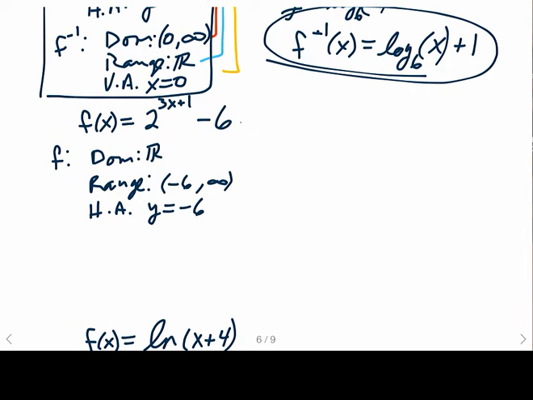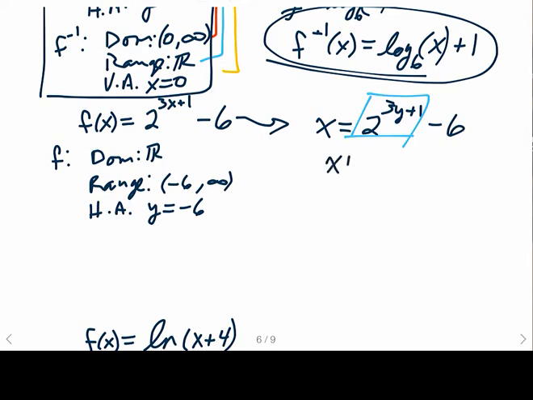Using the switch and solve technique that we just used, we're going to write down x is equal to 2 to the 3y plus 1 minus 6. Now the variable that we're solving for, y, isn't an exponent. That means we're going to be using a log. First, I'm going to isolate the exponential term. So I'm going to add 6 to both sides. We get x plus 6 is equal to 2 to the 3y plus 1.